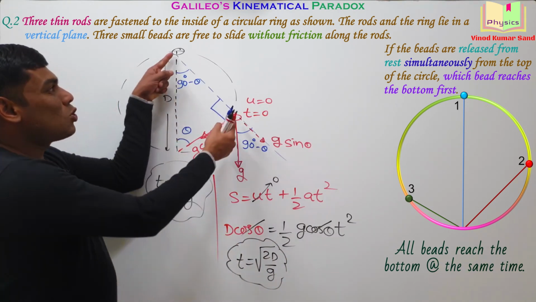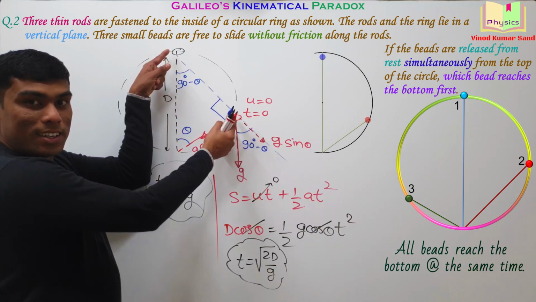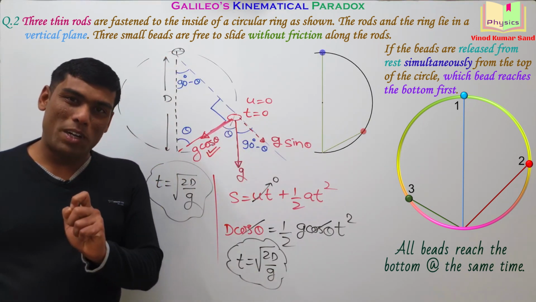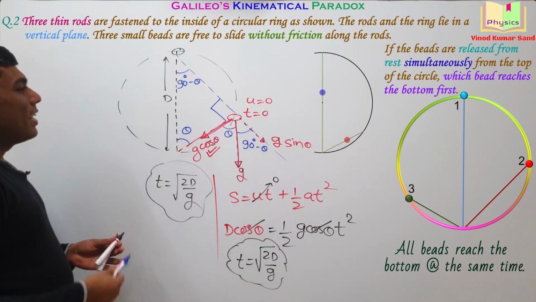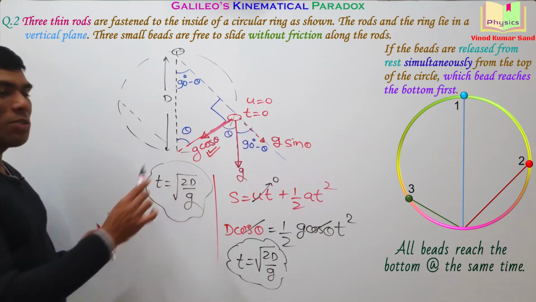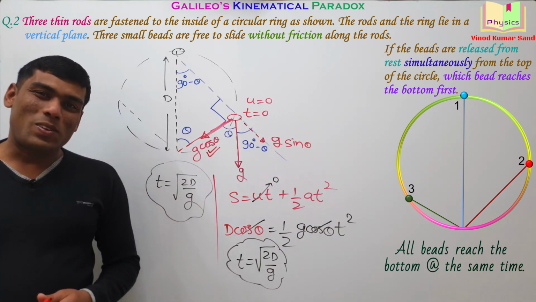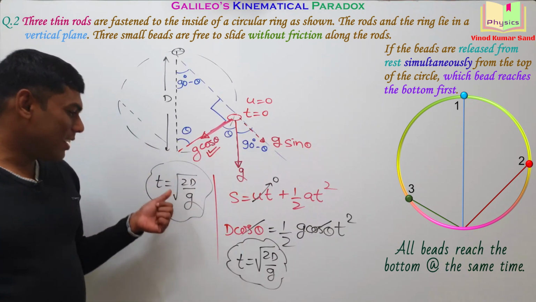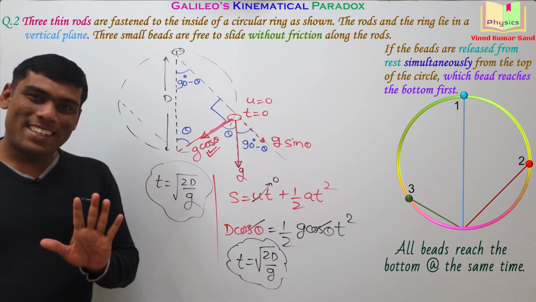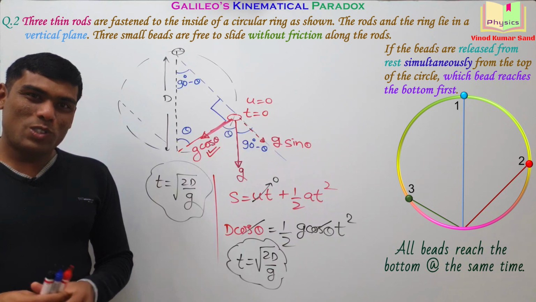So if these two beads are released at t is equal to 0, they will reach the bottom at the same moment of time. Similarly, you can prove it for this bead also. That computation I am leaving to you. You can do your calculation and check it out. The time will again come out to be root 2d by g. Getting it? These are beautiful questions.